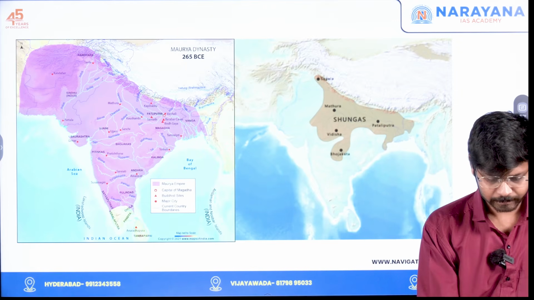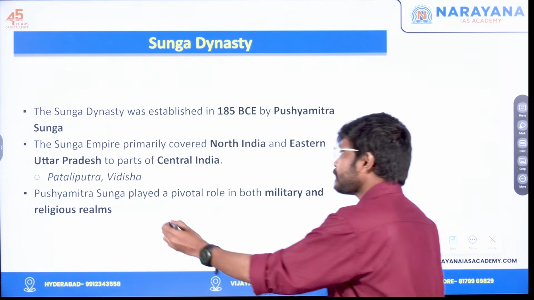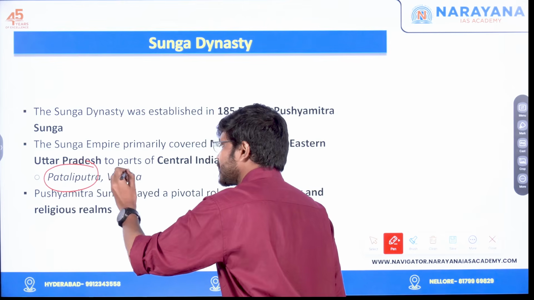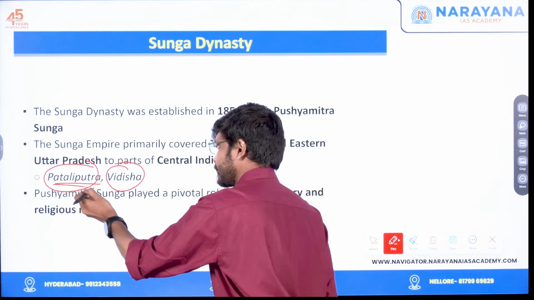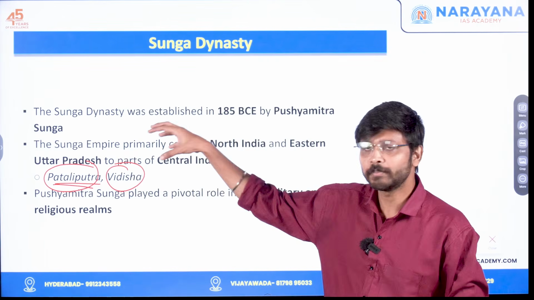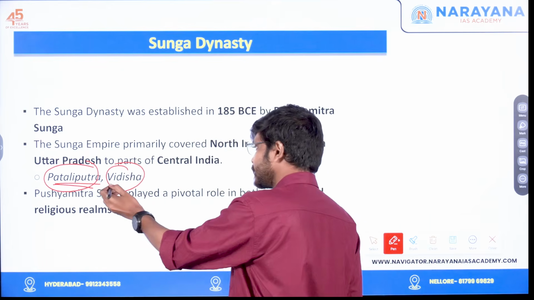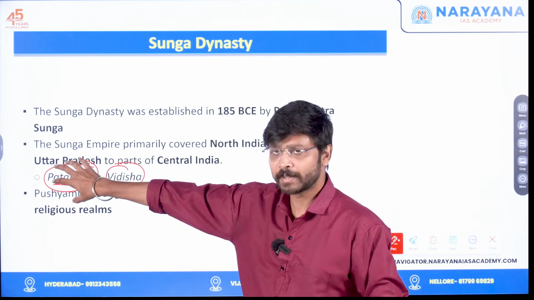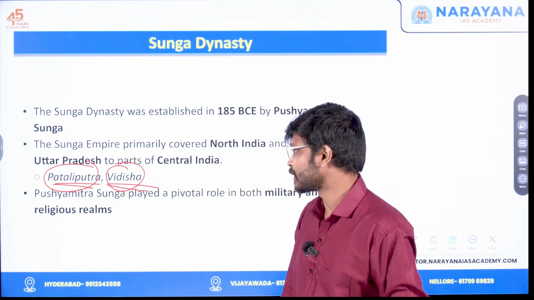All right. So the Sunga Dynasty had two important cities, Pataliputra and Vidisha. Pataliputra was the capital of the Mauryan Empire. So earlier the Sunga ruled from Pataliputra only. They also made Pataliputra their capital, but later they shifted to Vidisha. So Pataliputra is the earlier capital of the Sunga, and Vidisha is the later capital of the Sunga.